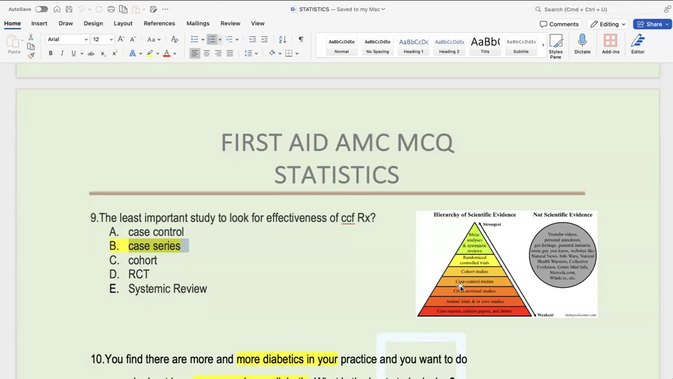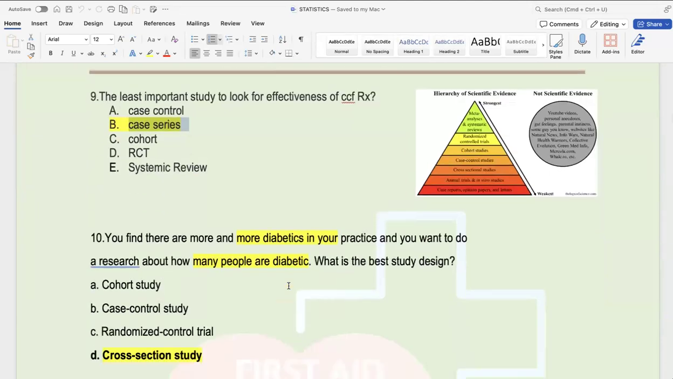And you can see in the pyramid, the best study is meta-analysis and then systemic reviews. And after that, we have randomized control trial, then cohort, then case control, then cross-sectional. So sometimes they ask this kind of questions. So meta-analysis is the best.